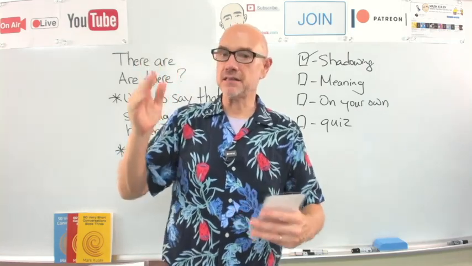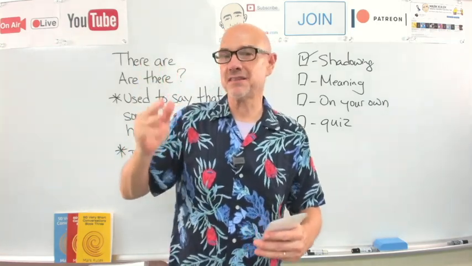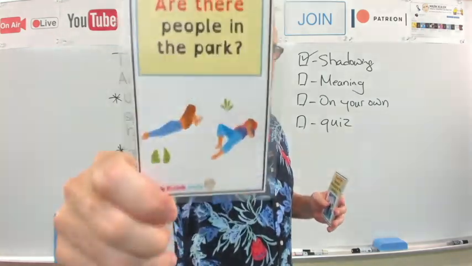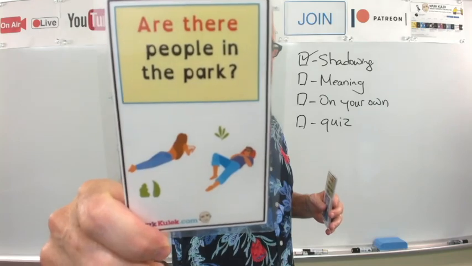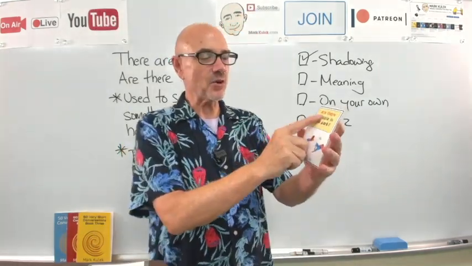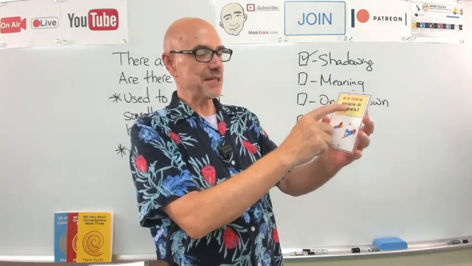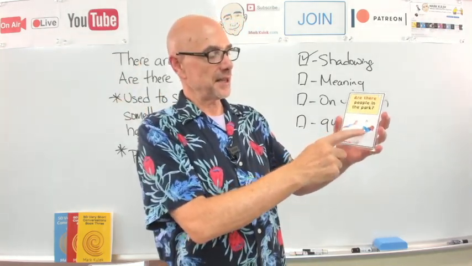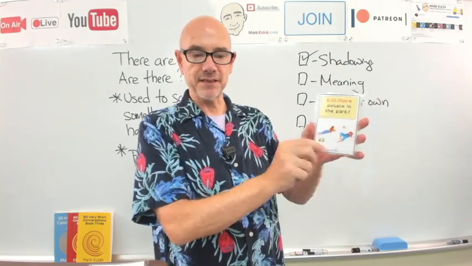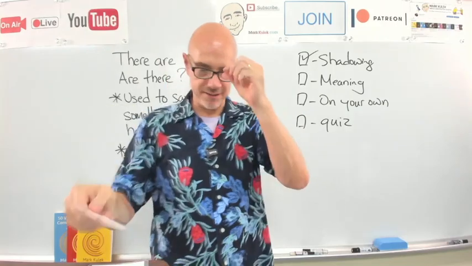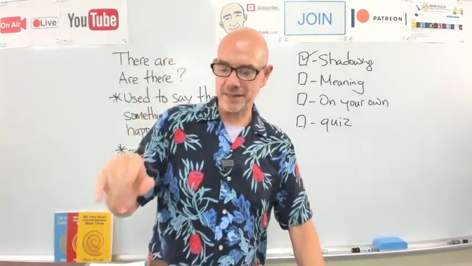Okay, card number three. Are there people in the park? So it's a question, are there? And people is the plural. Person is for one, people are for more than one. Here there's a woman and a man, so there are people in the park. Are there people in the park? Yes, there are. There are two people in the park.